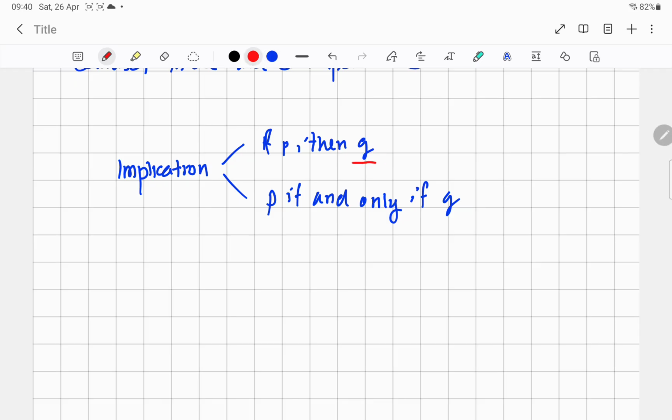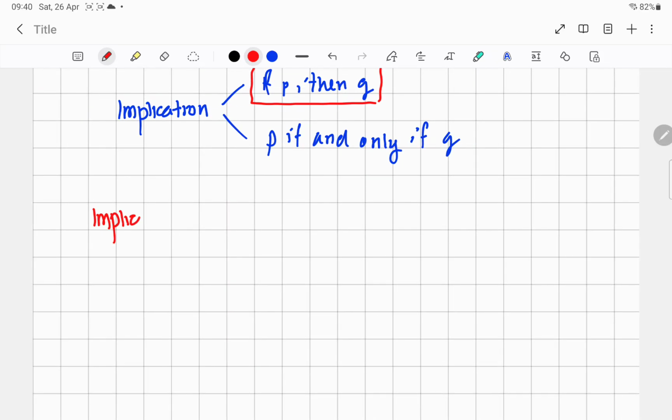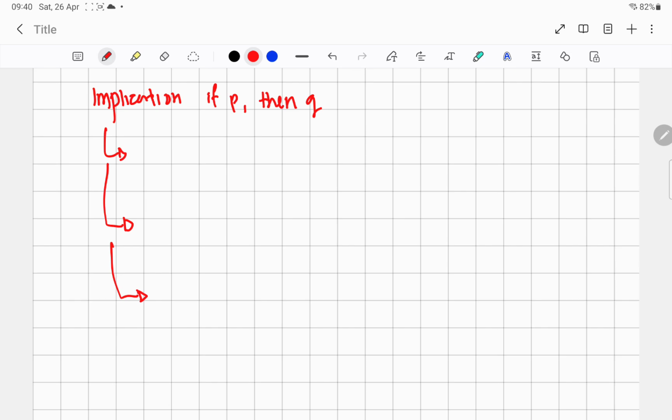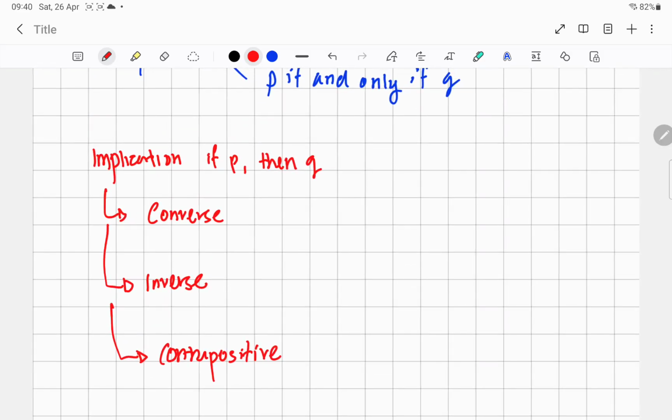So we will focus on the if-then one for this subtopic. For the implication if P then Q, we can break it up into another three types of statement. The first one is the converse, and then the inverse and the contrapositive. These are the three things that you can modify from an implication. So how do you modify?